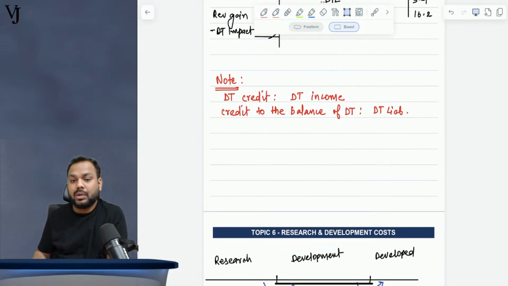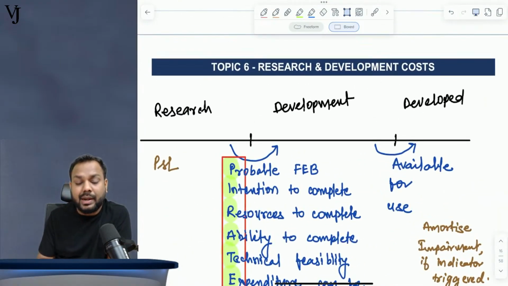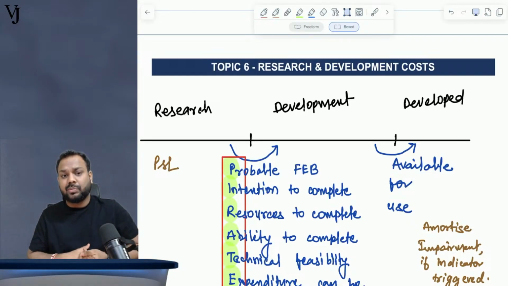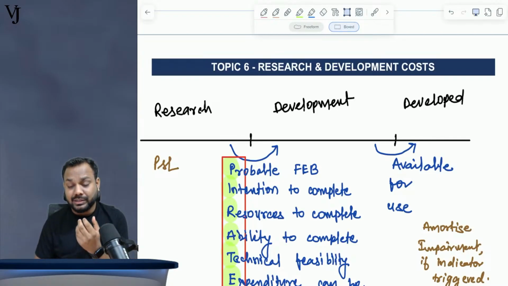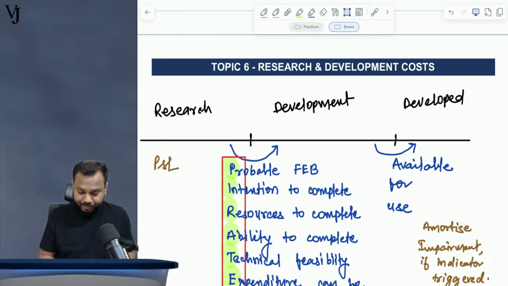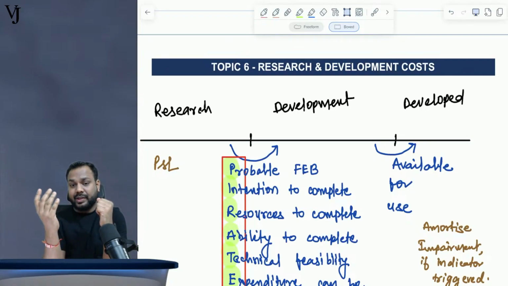Clear everyone? Now moving on to the sixth topic, research and development costs. From an IAS 38 perspective, IAS 38 on intangible assets, we have something called internally generated intangible assets. Internally generated intangible assets have three phases: research phase, development phase, and developed phase.